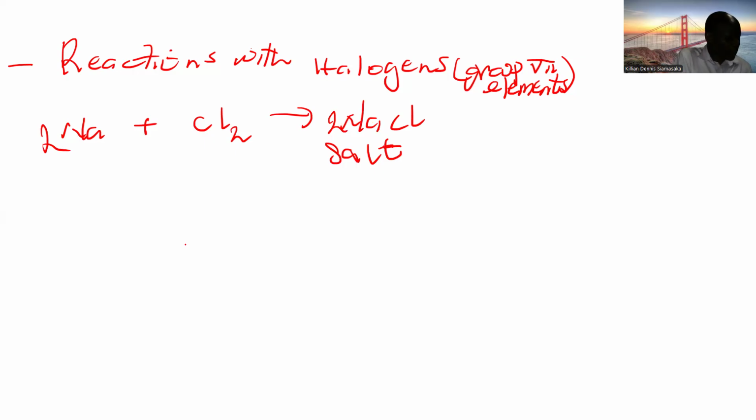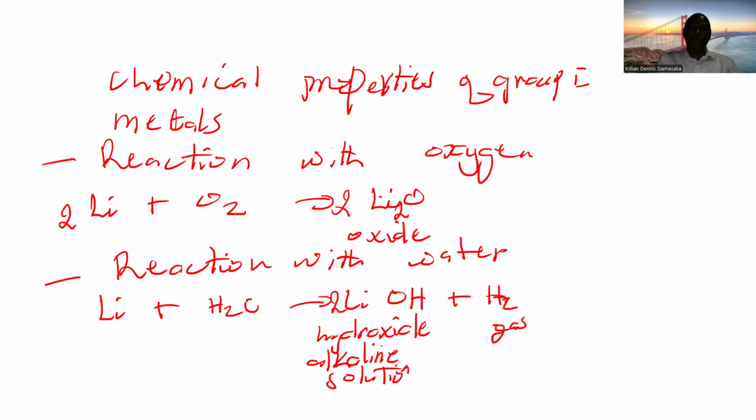And then we talked about the formation of hydroxide. This hydroxide here is the reason why they are known as alkali metals, because they form an alkaline solution when they react with water.